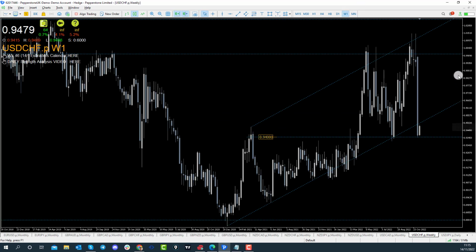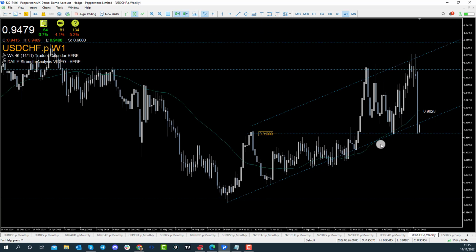Well, I'm going to go into the weekly time frame and just show you what the narrative is here, and you can see that actually within the overall range, price was in a little bit of a bullish channel.